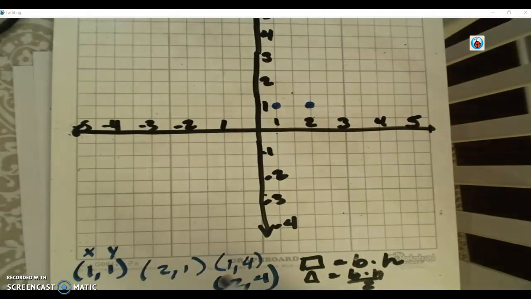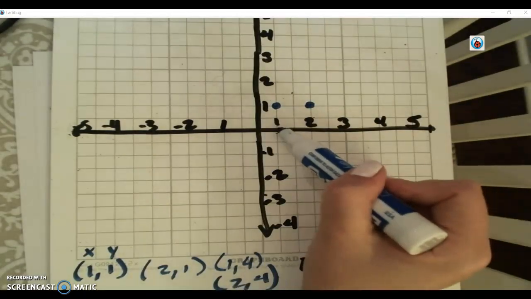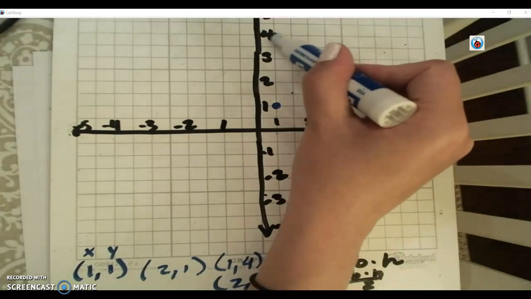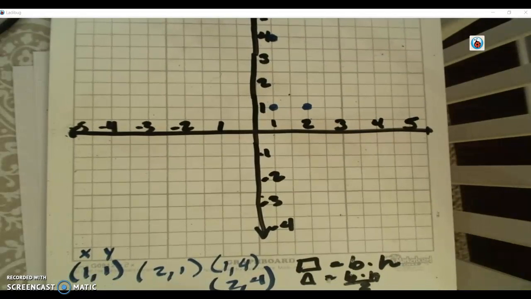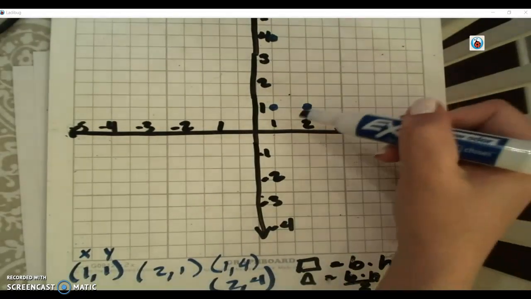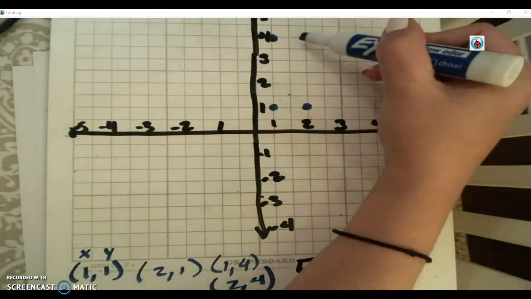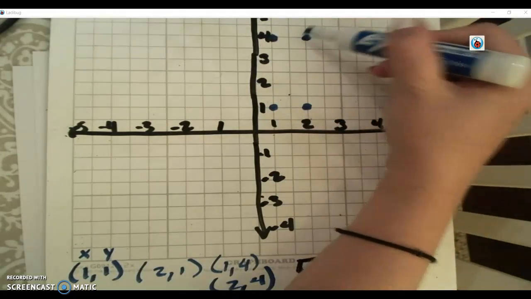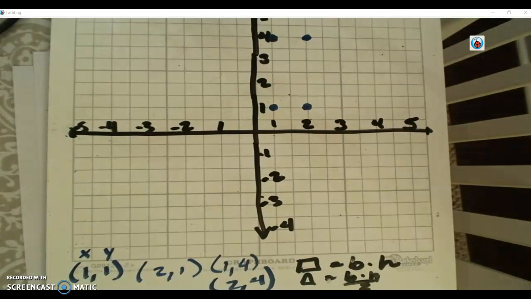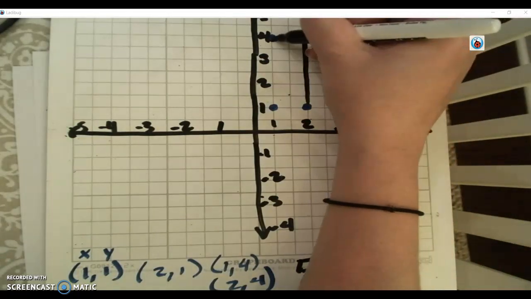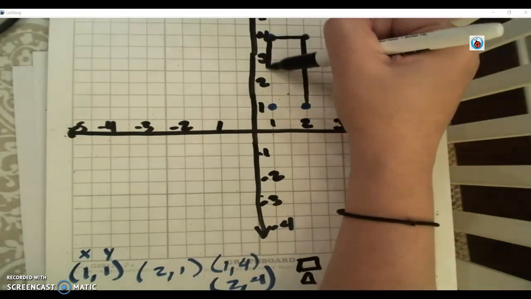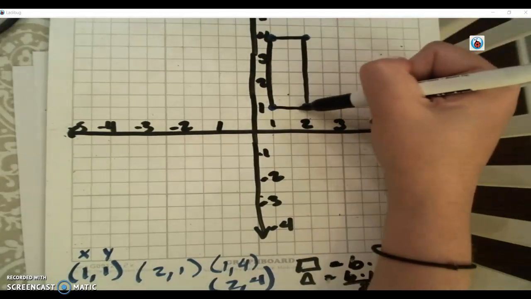Okay. Now I'm going to do my third point. Over to 1, up to 4. Can you see that? Kind of, yeah. Okay. Then I'm going to do the same thing for the last one. Go over to 2, up to 4. Now, if you can see it, not really, but I'm going to connect the lines so you can see it. I form a parallelogram, right? If I connect these points right here, I have a rectangle.